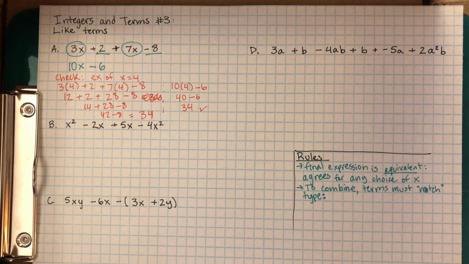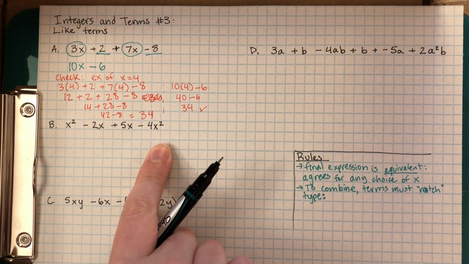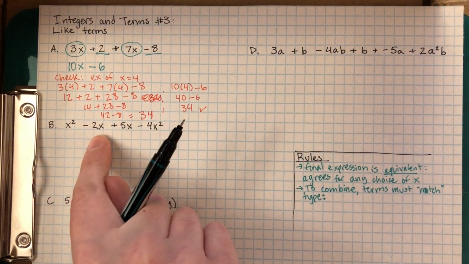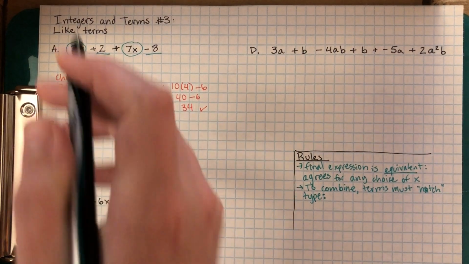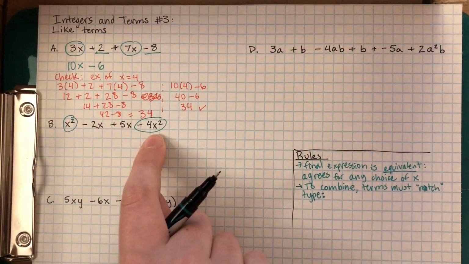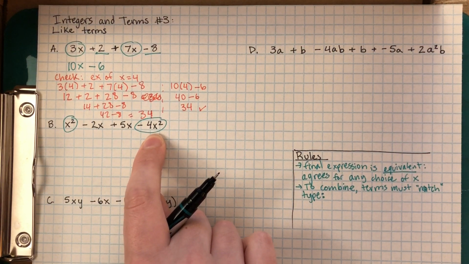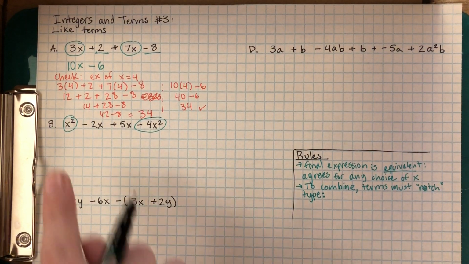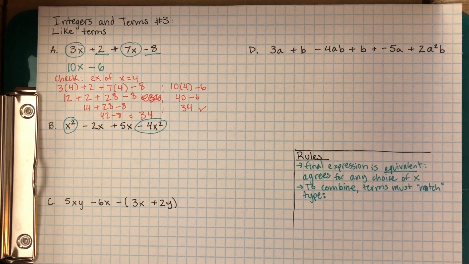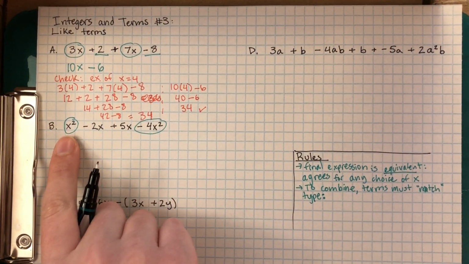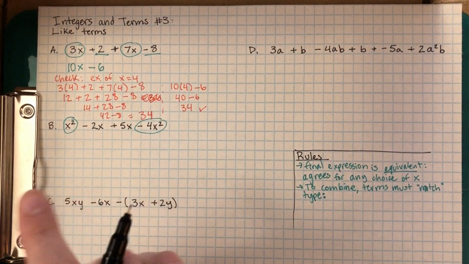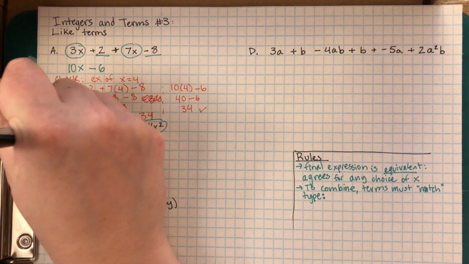So, it's not enough to just notice whether it has a variable or not. It needs to match the exponent as well. So, for example, this x squared term would be a match with this minus 4x squared term. And this x squared does not have a number in front of it, but hopefully you remember that if there's no number written in front of a variable, which we call a coefficient, then that's the same as there being a 1 here.